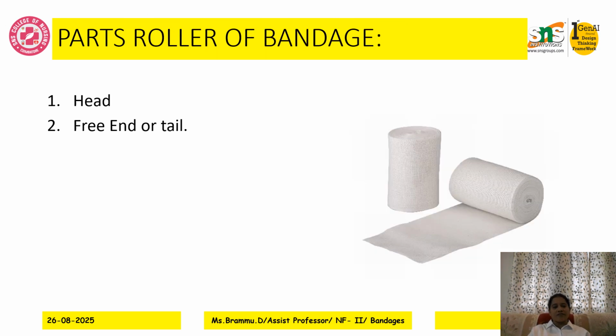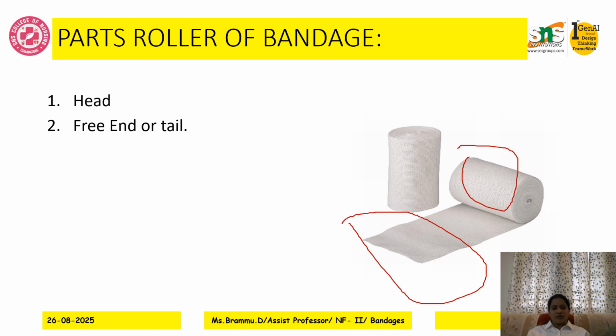for the patient. So coming to the parts of the roller bandage, there is a head and a free end, or you call it the tail. So this portion is the head portion, and you have the tail over here, which is the free end. With the free end, we are going to use the bandaging techniques, and this is how we hold the bandage as well. The roll must come into the palm and should not go away from the palm.